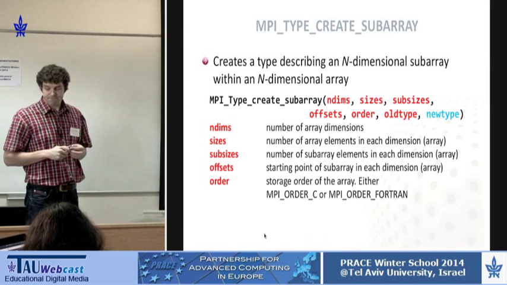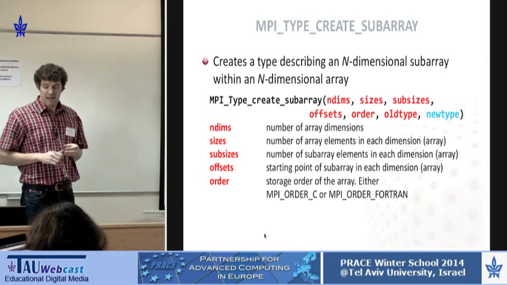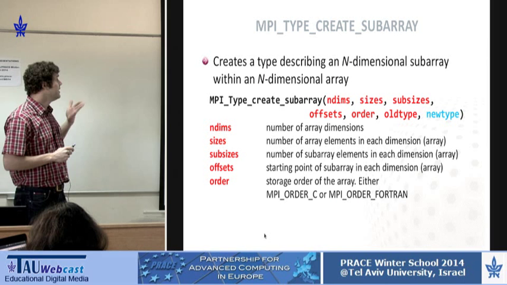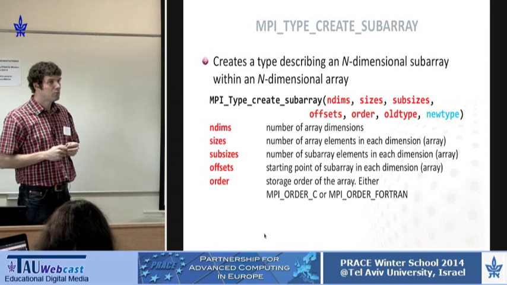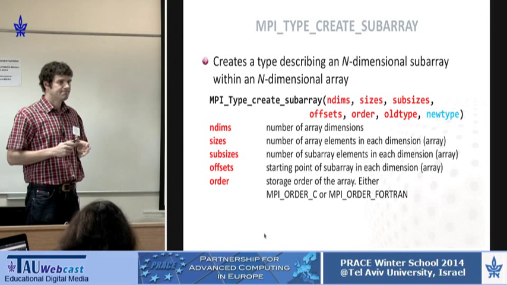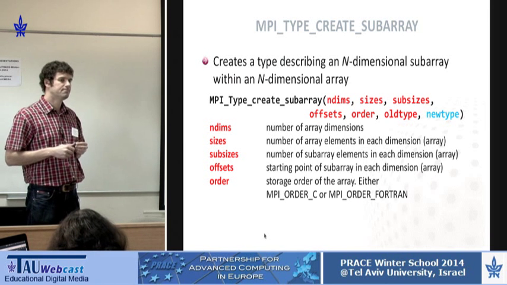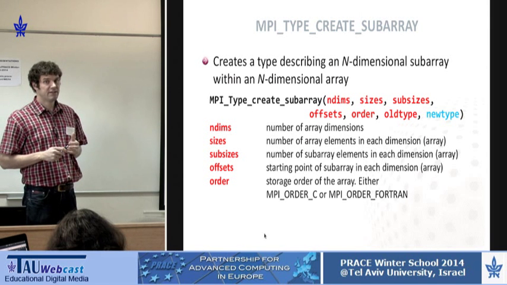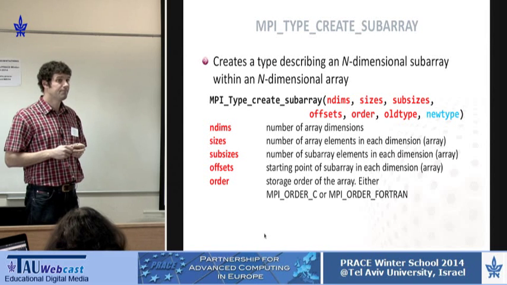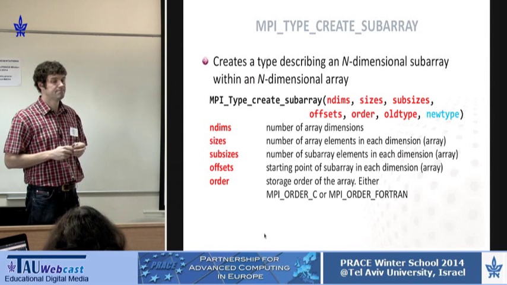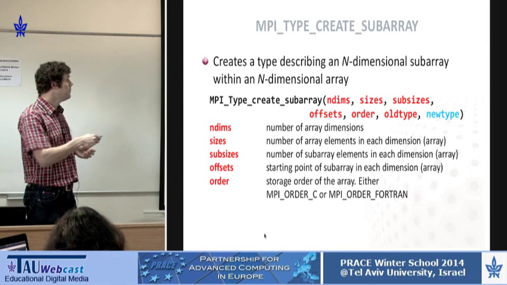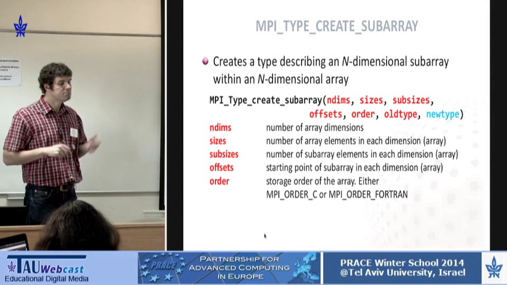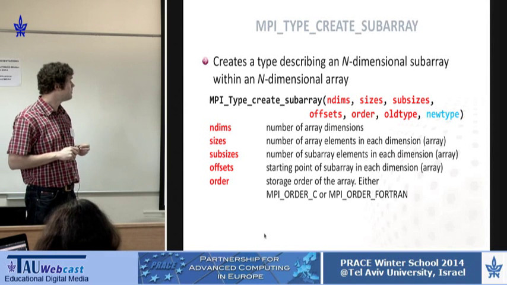The final type creation routine I will discuss here in more detail is type create subarray. That's something with which we can send blocks of arrays. The simplest case would be a two-dimensional array where we would like to communicate certain smaller two-dimensional blocks from that, but this can be generalized to arbitrary dimensional arrays, or maybe limited by the Fortran's internal limit.